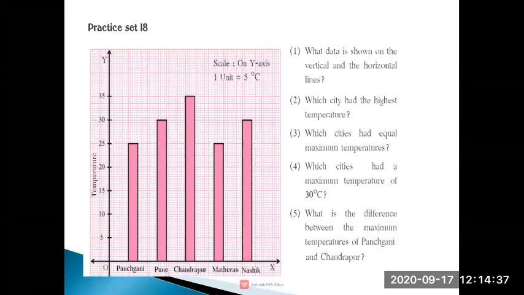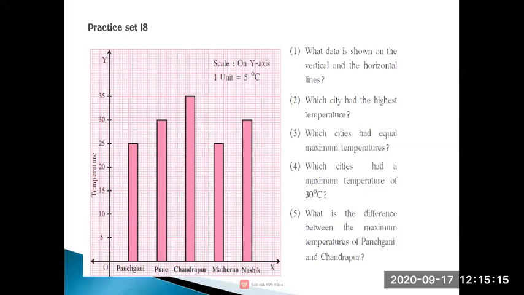Matheran. Matheran is showing how much degree? How much degree is Matheran showing? Very good. 25 degree. And the last name of the city is Nashik. Nashik is showing how much degree? Okay, 30 degree. That means you people have understood the bar. The bar shows the temperature of each and every city.